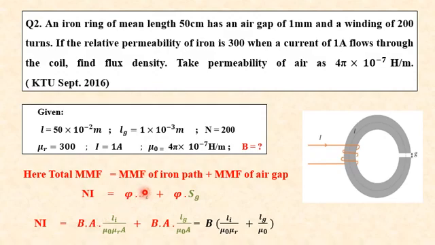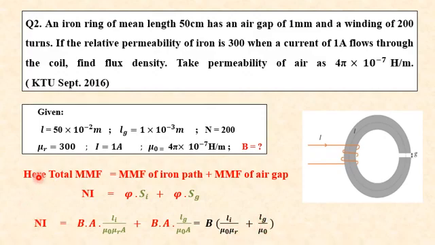And Si is equal to Li by mu 0 mu r into A, plus, instead of phi, again we are substituting it as B into A, and Sg is equal to Lg by mu 0 A. In the case of an air gap or an air material, the relative permeability value is 1. So that is why in the denominator I am only having mu 0 A. So area of cross section A and A will get cancelled, and taking B common, we will be getting Ni will be equal to B into Li by mu 0 mu r plus Lg by mu 0.